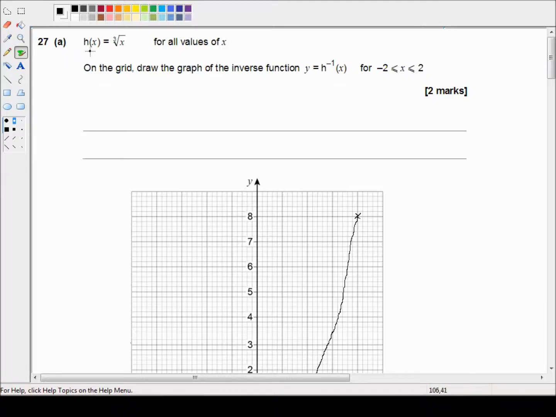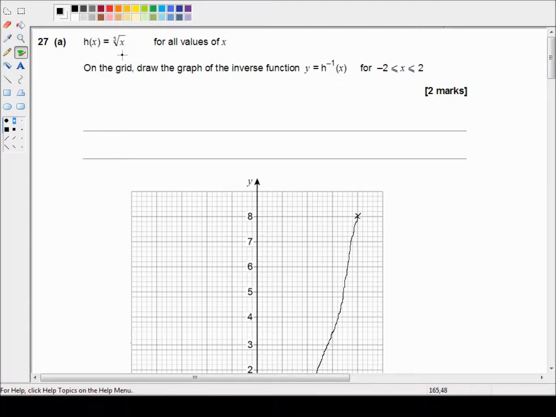27a reads, h of x is the cube root of x for all values of x. On the grid, draw the graph of the inverse function, y equals the inverse of h of x, for -2 up to +2. Okay, so what is the inverse function of the cube root of x?